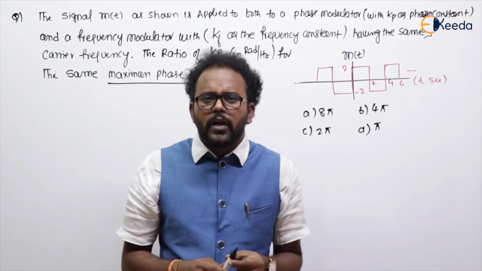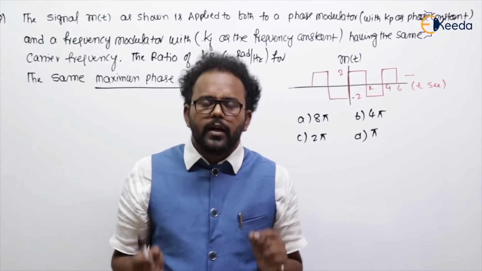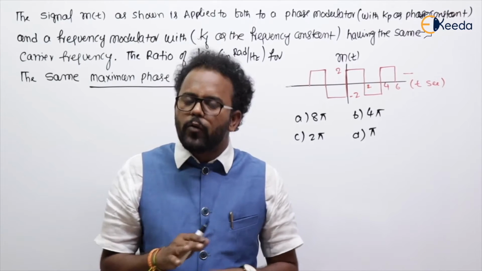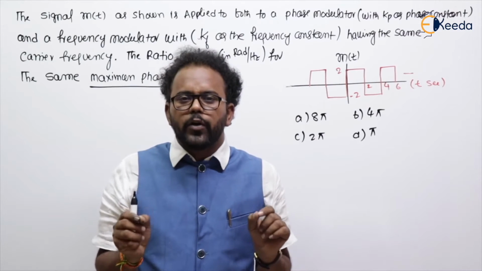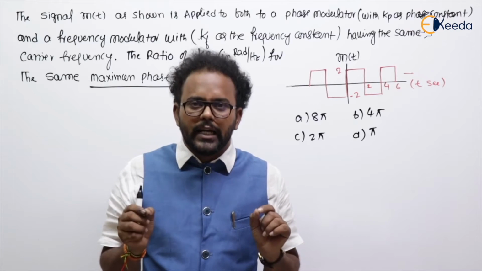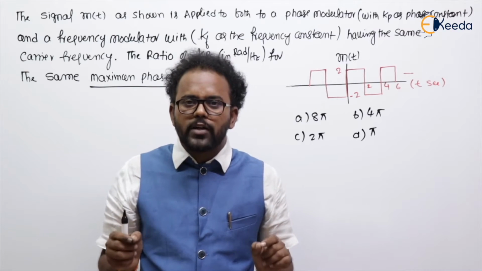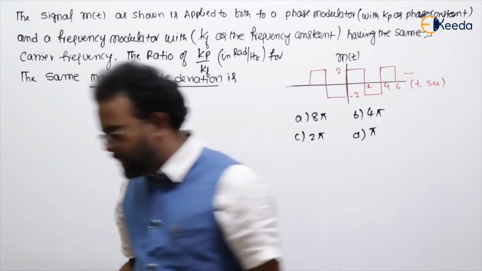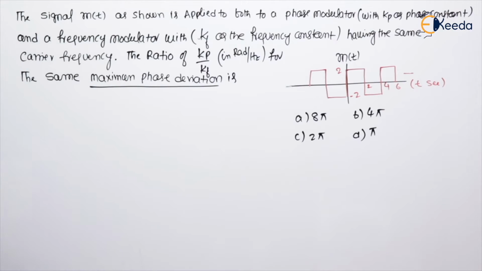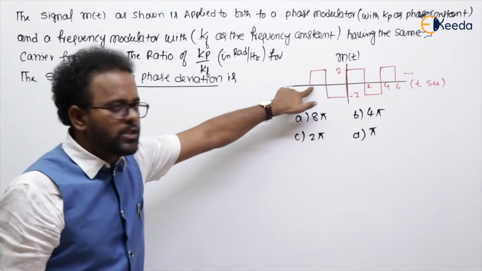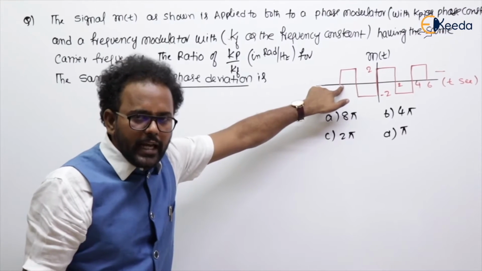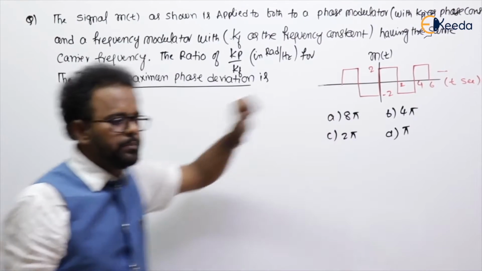Here we need to calculate Kp by Kf. Any formulas you might have seen in the classroom for Kp by Kf? No one will tell you. Whenever you don't have any direct formula, always go with the condition. What is the condition? Both have the same maximum phase deviation. Given m(t) is not a single tone, so take the general expressions for FM and PM.